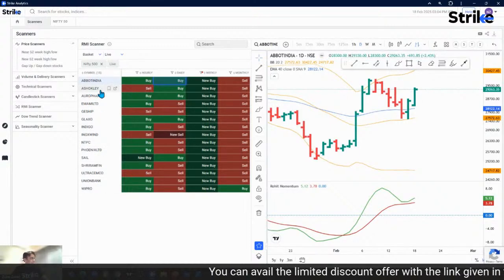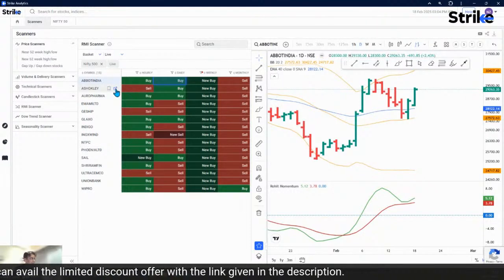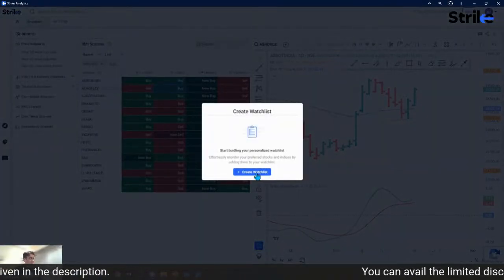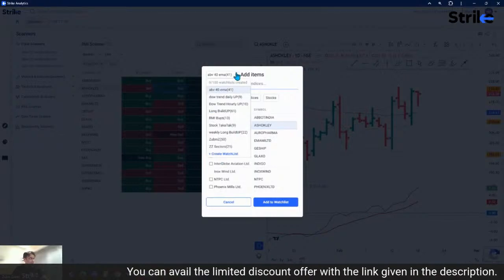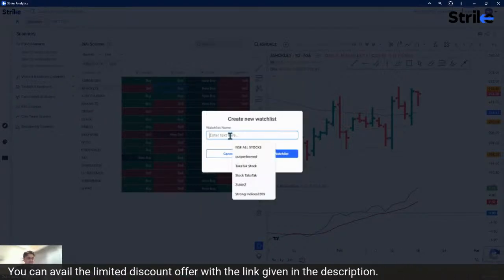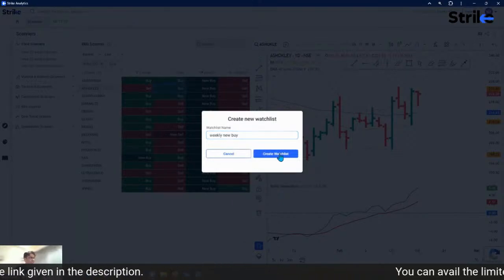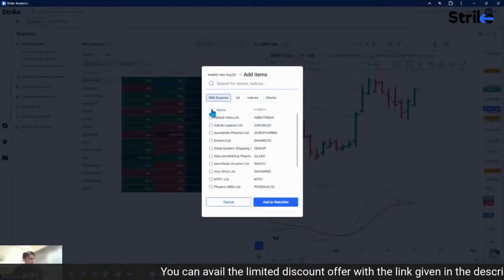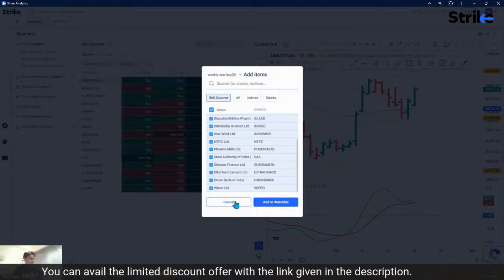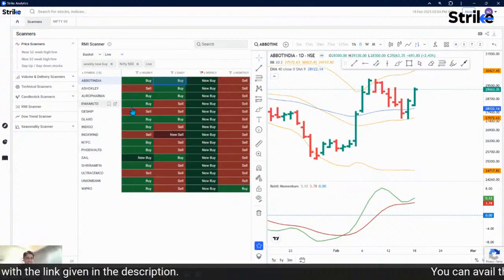You click on any of the stocks; there are two buttons you can see. This is a watch list button, and this is a pop out button. Click on the watch list button, the first one, and say create watch list. You want to create a new one, so you say create, give a name, say weekly new buy, say create, and now you click on the name once and click one more time so that all the stocks are selected, and then say add to watch list. So a weekly new buy watch list has been created.